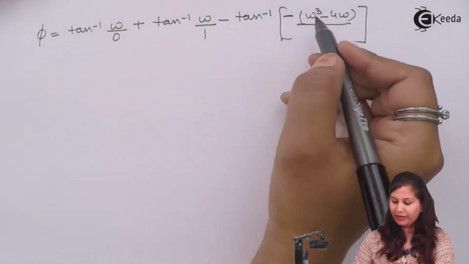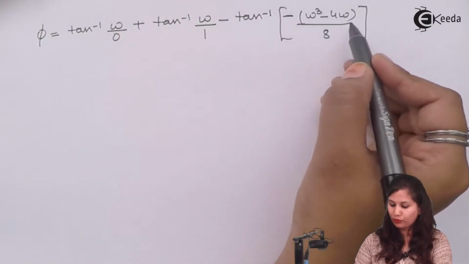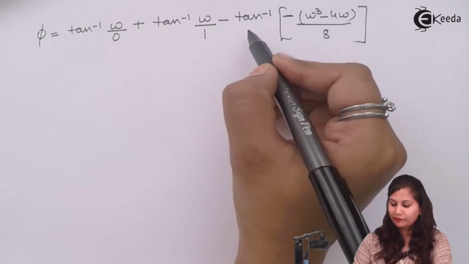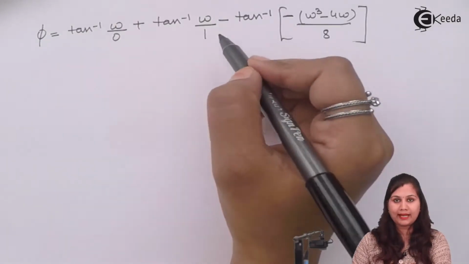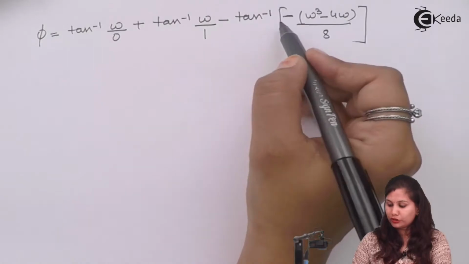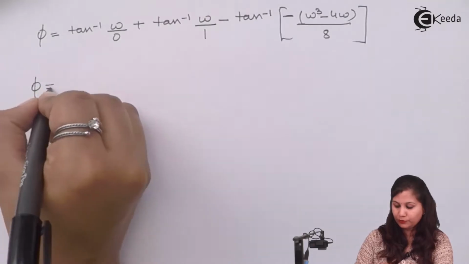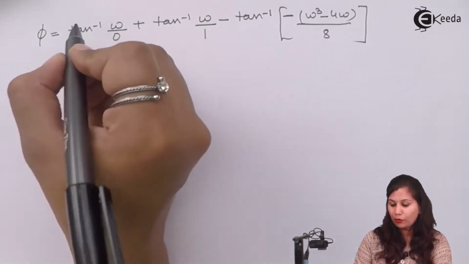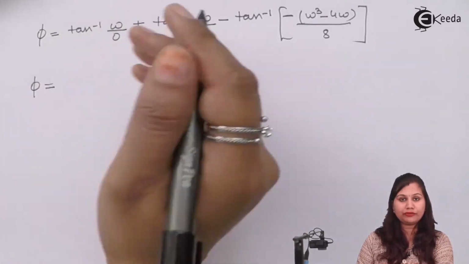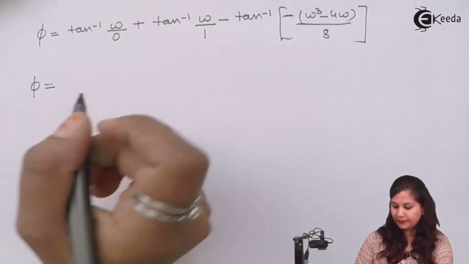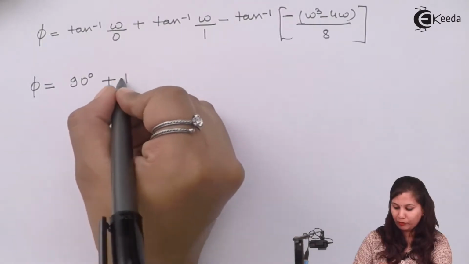We have taken the minus sign common here, so we are left with omega cube minus 4 omega. Now this has become tan inverse of minus y by x, and it is equal to minus tan inverse of y by x. So this minus sign will come out and it will become plus. So phi equals, here we have tan inverse of omega upon 0, that means tan inverse of infinity. Tan inverse of infinity is equal to 90 degrees. So we will have 90 degrees for this, plus tan inverse of omega upon 1.